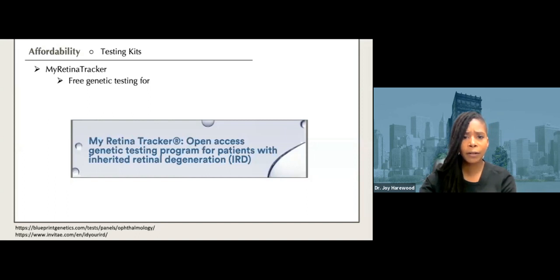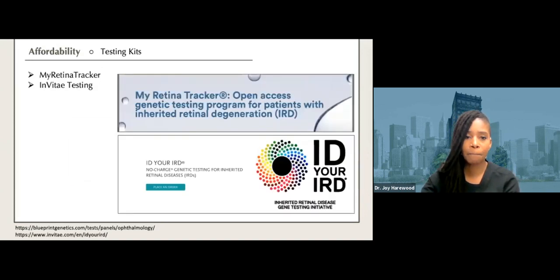It's with My Retina Tracker with an associated philanthropic organization. I'm forgetting the name of the organization, but it allows you to get genetic testing at very low to no cost. And that covers retinal diseases like achromatopsia, Best disease, cone dystrophy, cone rod dystrophy, fundus flavimaculatus, and all of those long names that we know are associated with genetic disease in the eye. In terms of in vitro testing, that's a similar service. To my knowledge, that is not completely without charge, but it is at a much reduced cost from what genetic testing would usually be.